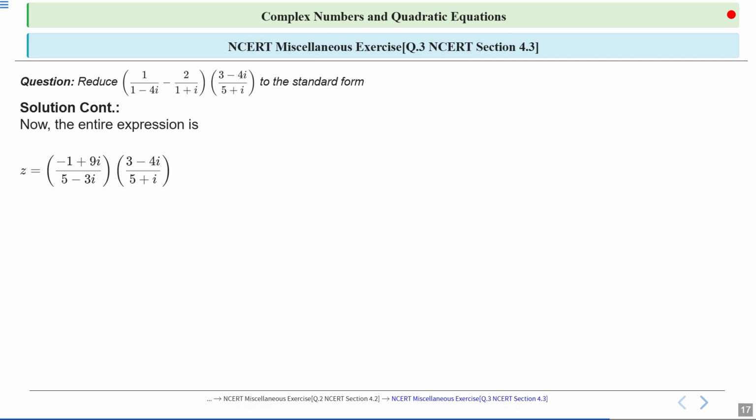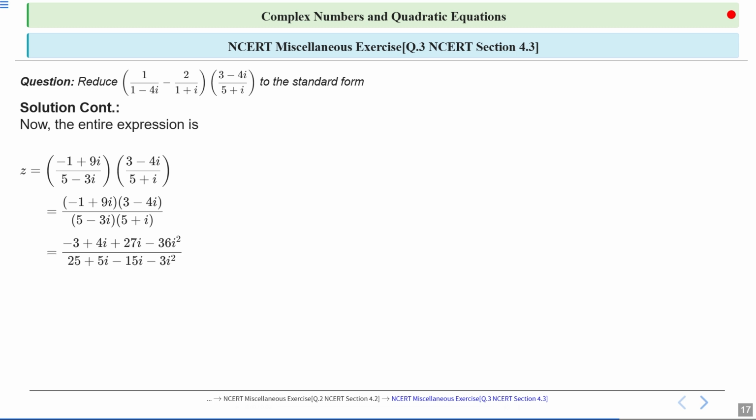Now, let's focus on the combined expression after simplifying the individual fractions. So we have z equals minus 1 plus 9 times iota divided by 5 minus 3 times iota, multiplied with 3 minus 4 times iota divided by 5 plus iota. Next, we multiply the numerators and the denominators directly. So this gives us z equals minus 1 plus 9 times iota times 3 minus 4 times iota, divided by 5 minus 3 iota times 5 plus iota.